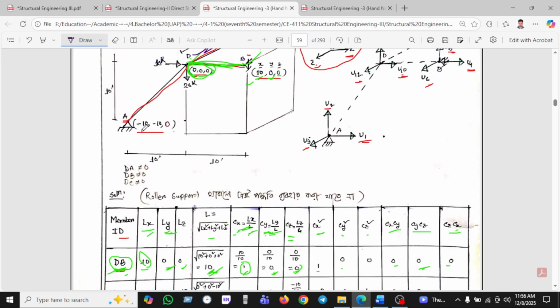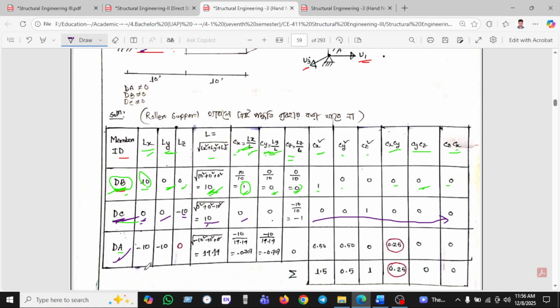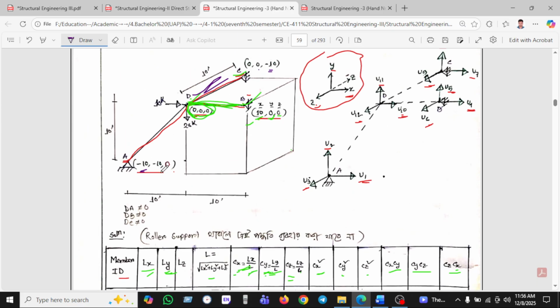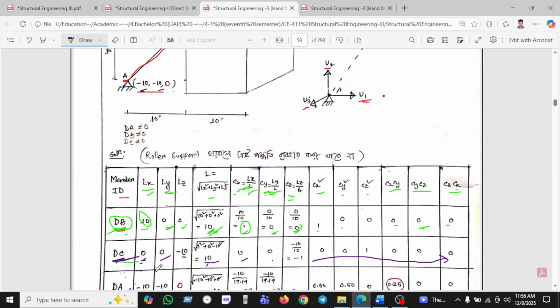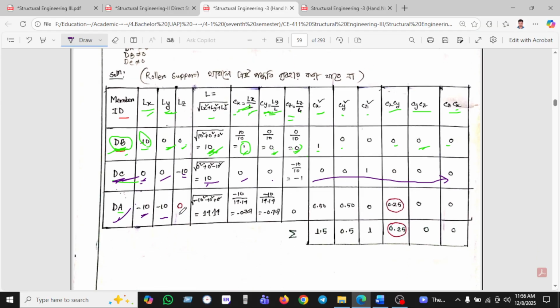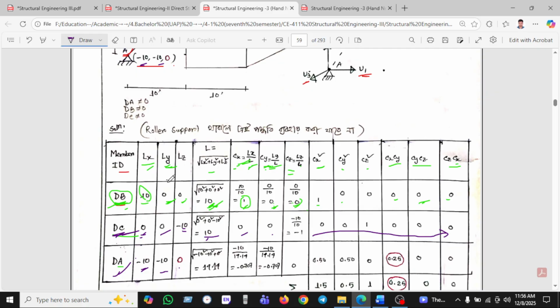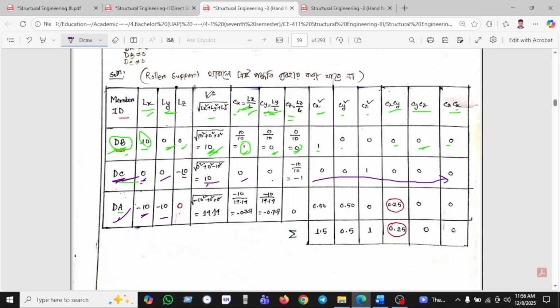The dx is minus 10, so we have been taking minus 10, and dy is minus 10 also. And dz is 0, as we have been seeing. Okay, so now calculating L. How do we calculate L? Square root of dx square plus dy square plus dz square, and we found 14.4.